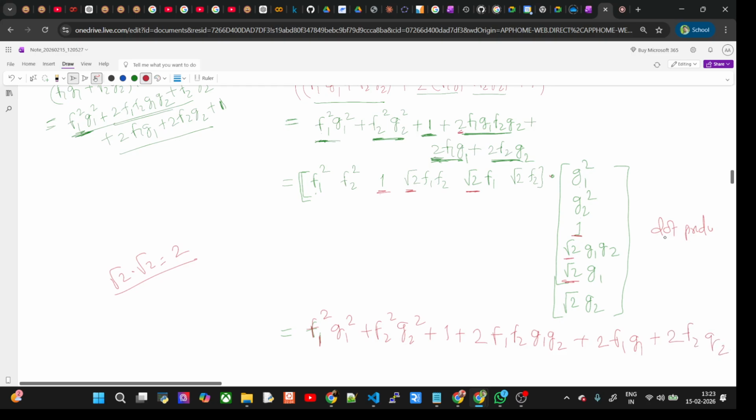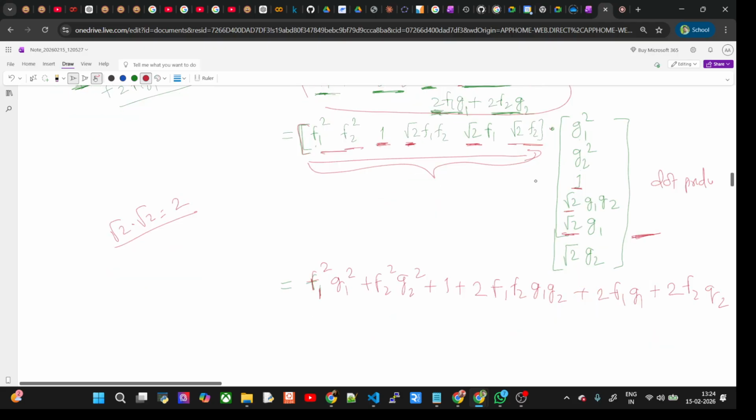Means that these two vectors, this vector and this vector, if I do the dot product, I am able to see this same equation. Correct? I am able to see the same equation. So what is this complete term called, with F1 and F2 and 1?